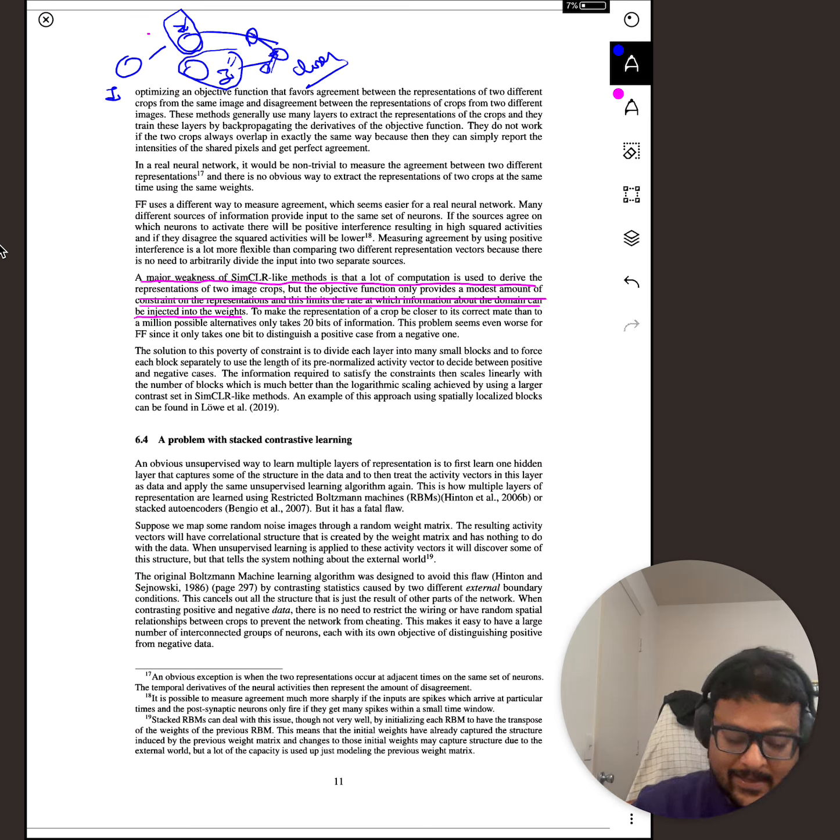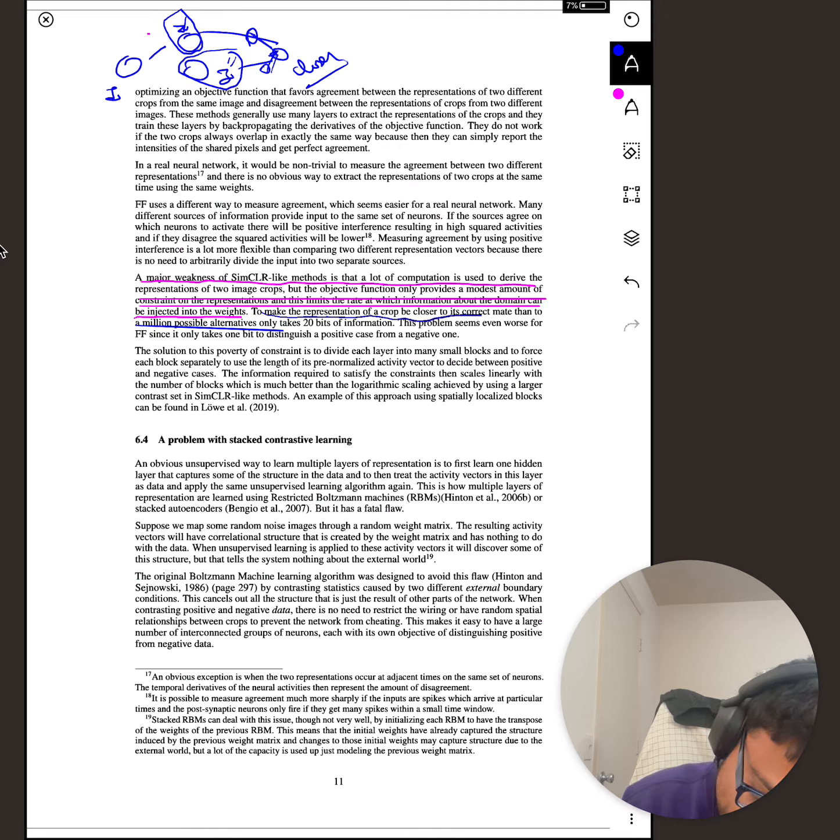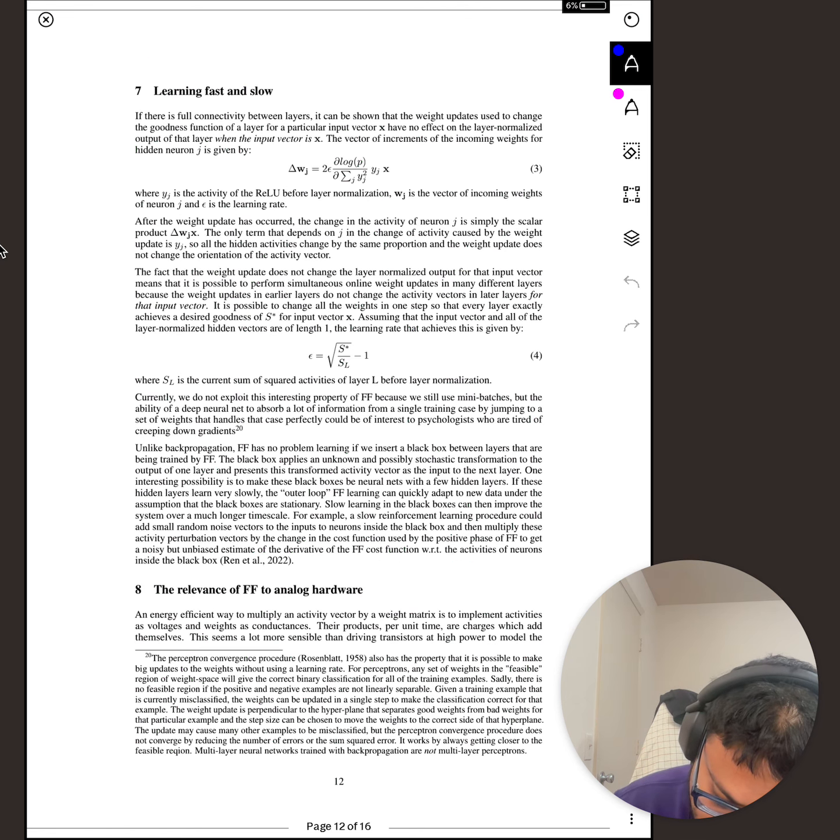So what Hinton is saying is that there are a million possible alternatives, and to make the representation of a crop be closer to its correct mate than to a million possible alternatives only takes 20 bits of information. Okay, so this is a problem which he wants to solve. Okay, now this is fine.